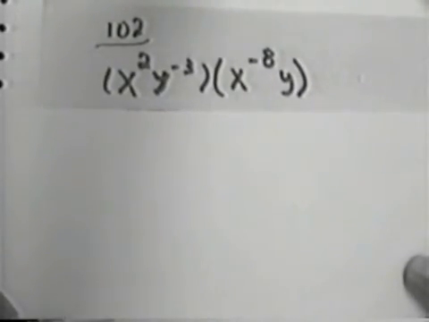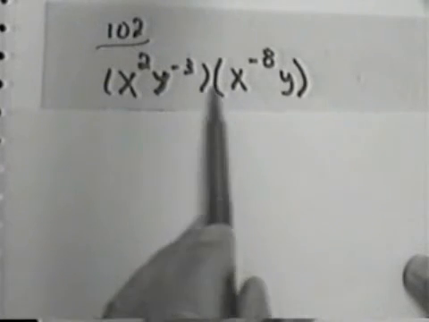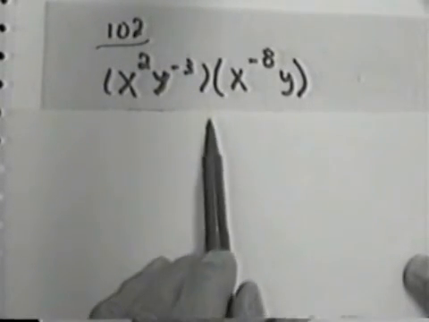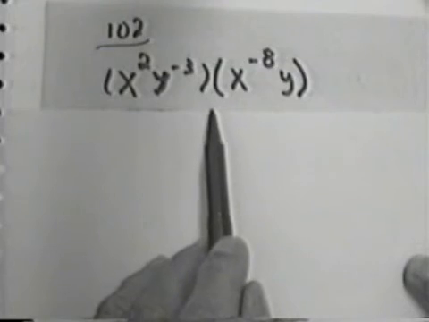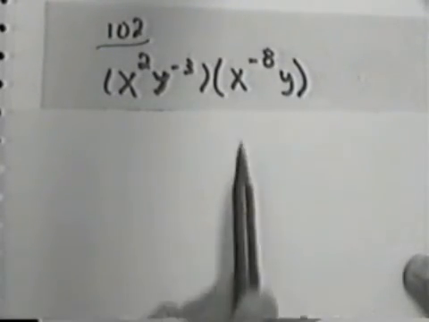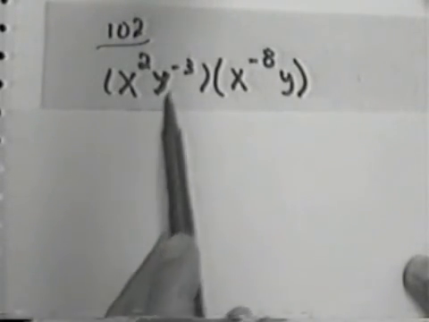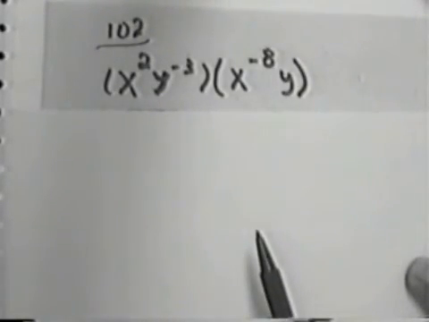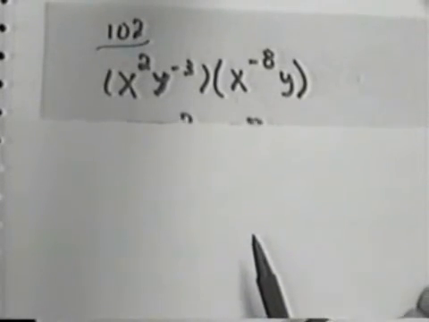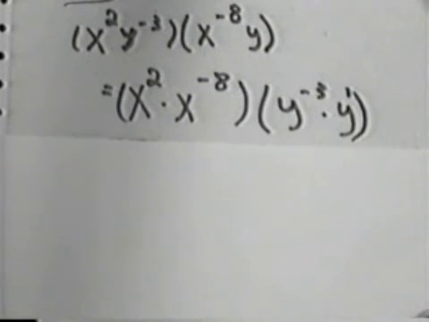Let's look at another example. Let's simplify x squared y to the negative 3 times x to the negative 8 y. What I want to do is to use the associative and the commutative property to change the order and grouping so that like bases are grouped together. So I'm going to group x squared and x to the negative 8 together. I'm going to group y to the negative 3 and y together. Now that's by the associative and commutative laws of multiplication. So I simply do the grouping.